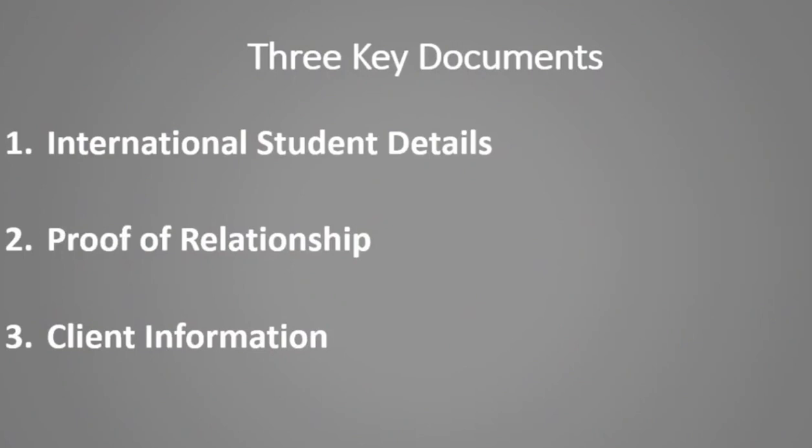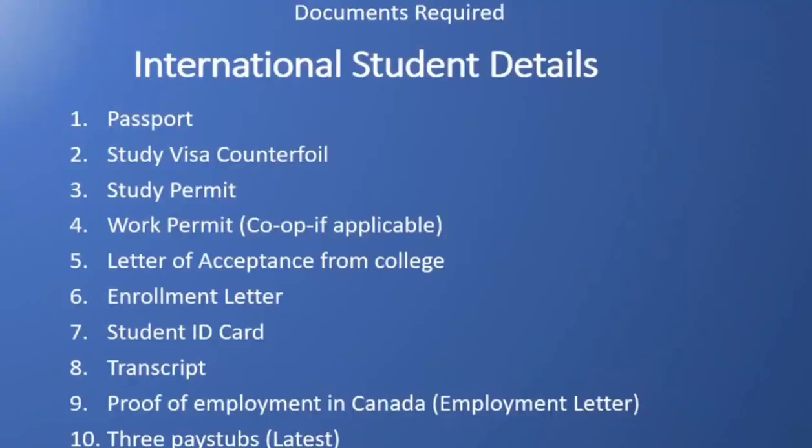First is international student details, proof of the relationship, and next is the client information. The international student details are the details of the student who is already in Canada. You have to have the passport, the study visa counterfoil, which is already stamped in your passport, and the study permit of the student, work permit if the student has a co-op, the letter of acceptance from the college, the initial letter you received from the college, and the enrollment letter which you can get from the college student website. Next is the student ID card.